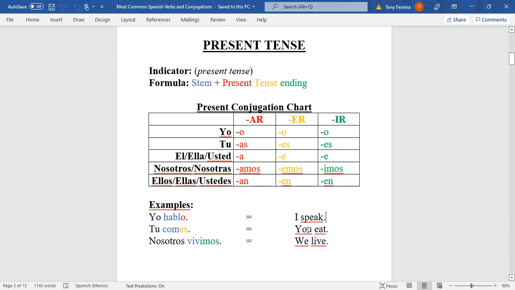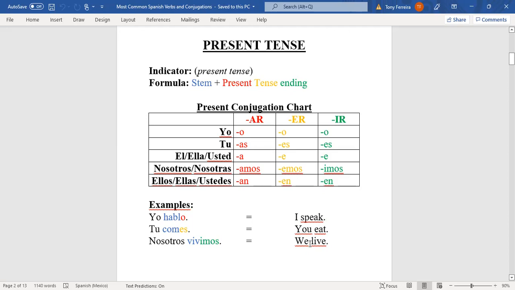The next sentence we have here is you eat. For this sentence, I decided to use the tú form, which is you familiar. Because I used you familiar and comer is an ER verb, I had to use the ES ending. Tú comes. Because comer is an ER verb, I can only use any of these endings to put at the end of comer. The different forms of comer in the present would be como, comes, come, comemos, and comen.